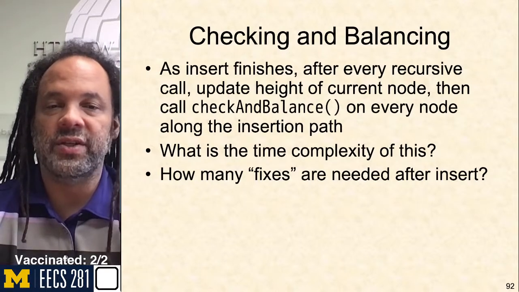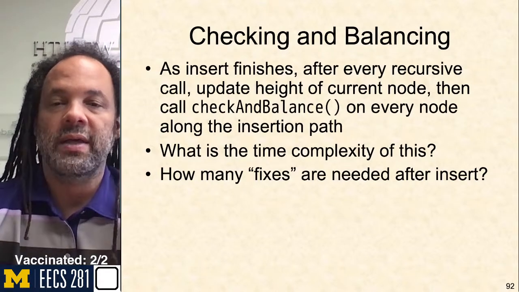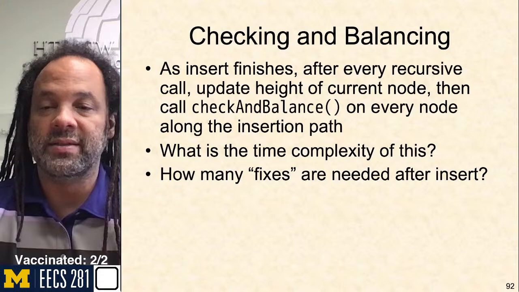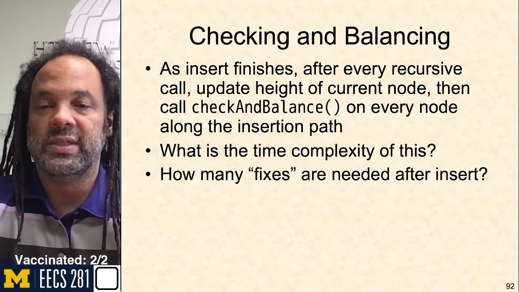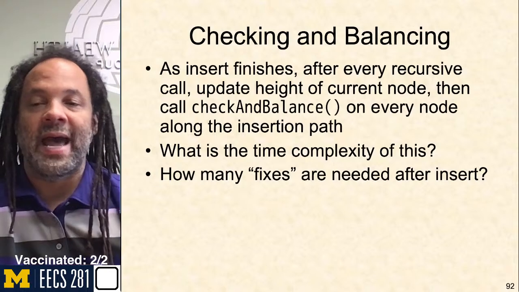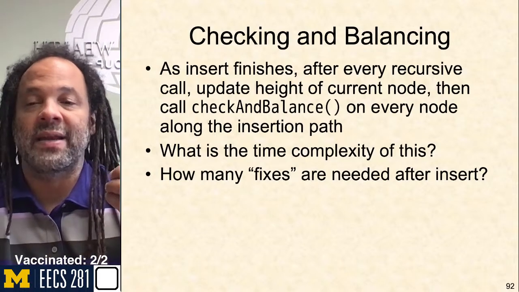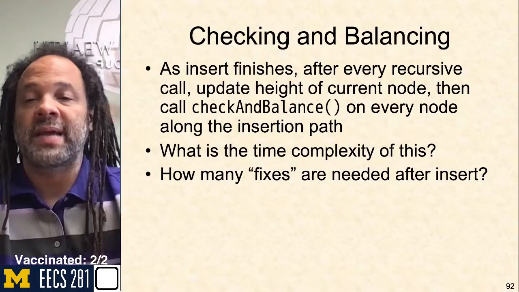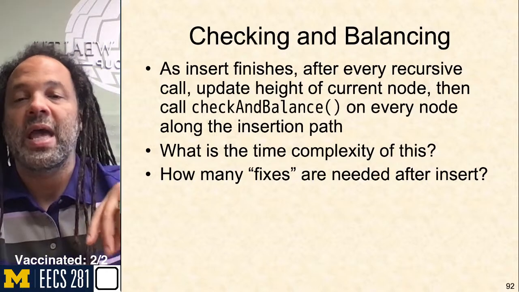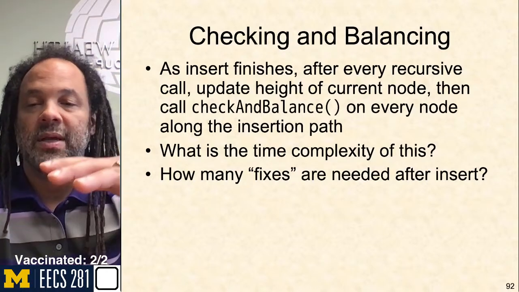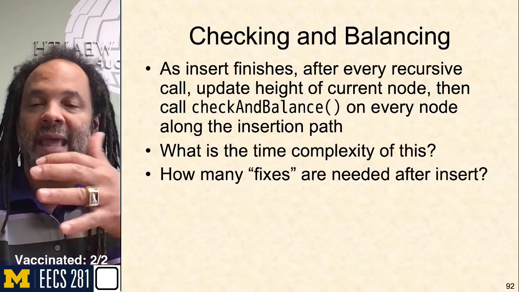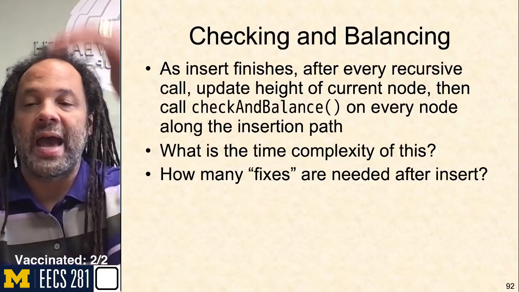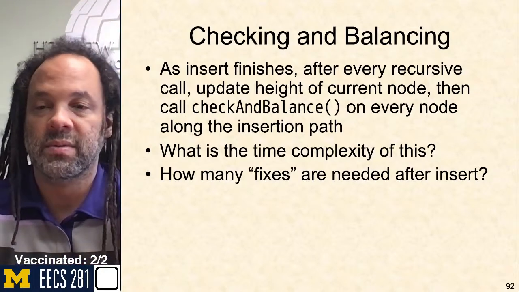So as insert finishes, every recursive call updates the height of the current node because it's just added something in one of its subtrees. So you say, well, that thing knows its height. I'm going to ask it and see if I need to update my height. If I need to update my height, my parent may need to update its height, and so on, all the way back up. So as the insert happens, we're going to have to do this check and balance so that we find any imbalances and we update every node's height all the way back to the root.